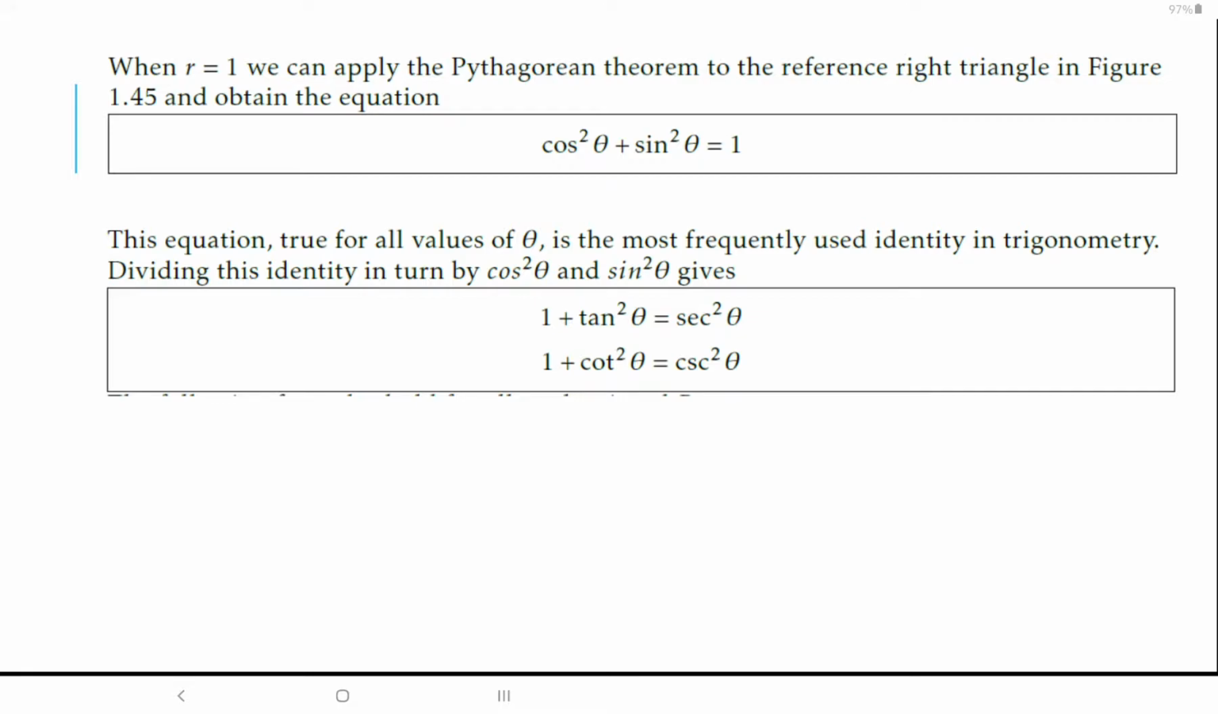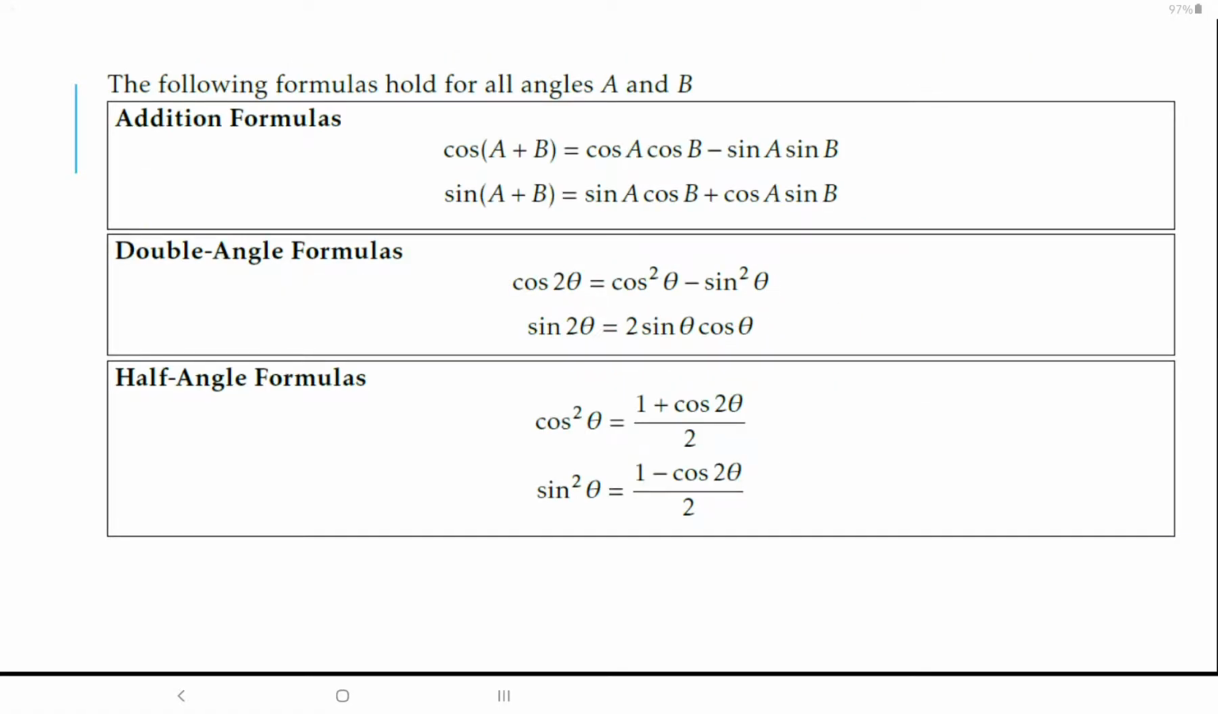Okay, so when we divide this identity by cosine squared and sine squared, respectively, we will get the following identities. So, we just divide, no? For example, cosine squared all over cosine squared is 1. Sine squared divided by cosine squared is just tan squared. And 1 over cosine squared is just equal to secant squared. Okay, so we have an identity in terms of tangents and secants.